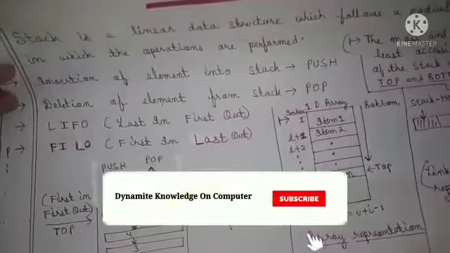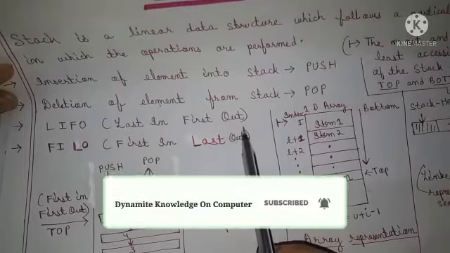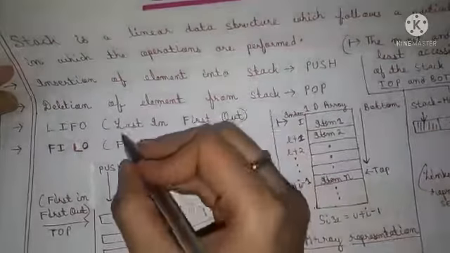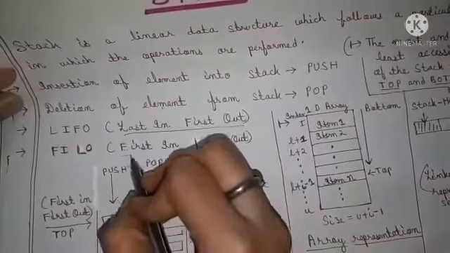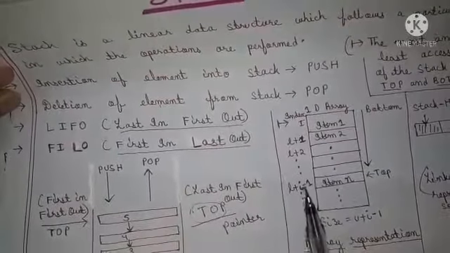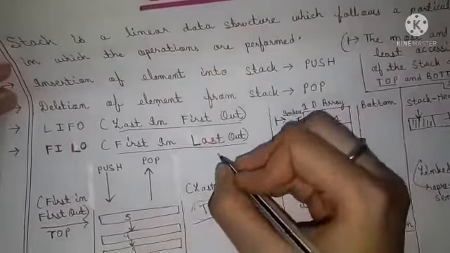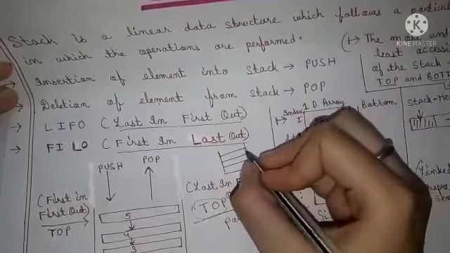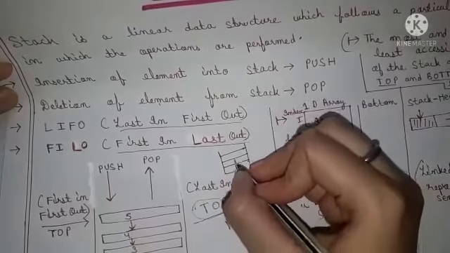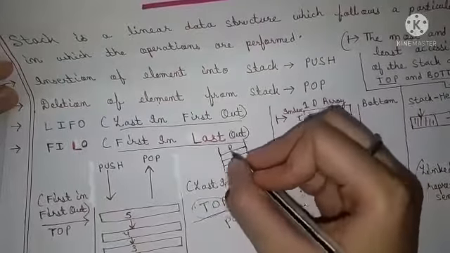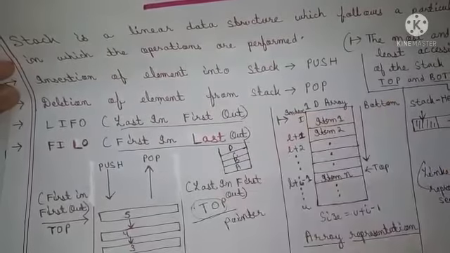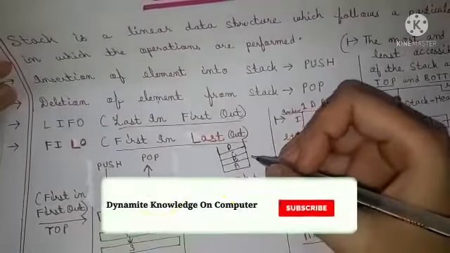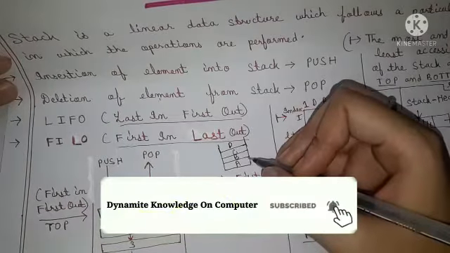Then next is that the stack works under the principle LIFO and FILO. This is very important. LIFO, that is last in first out, and FILO, that is first in last out. So here what is happening, suppose I take a stack. I am taking a random example over here. I am just randomly filling it in order to make you understand about LIFO and FILO. I'll explain it in detail further on. So first of all, let's understand the LIFO and FILO principle.